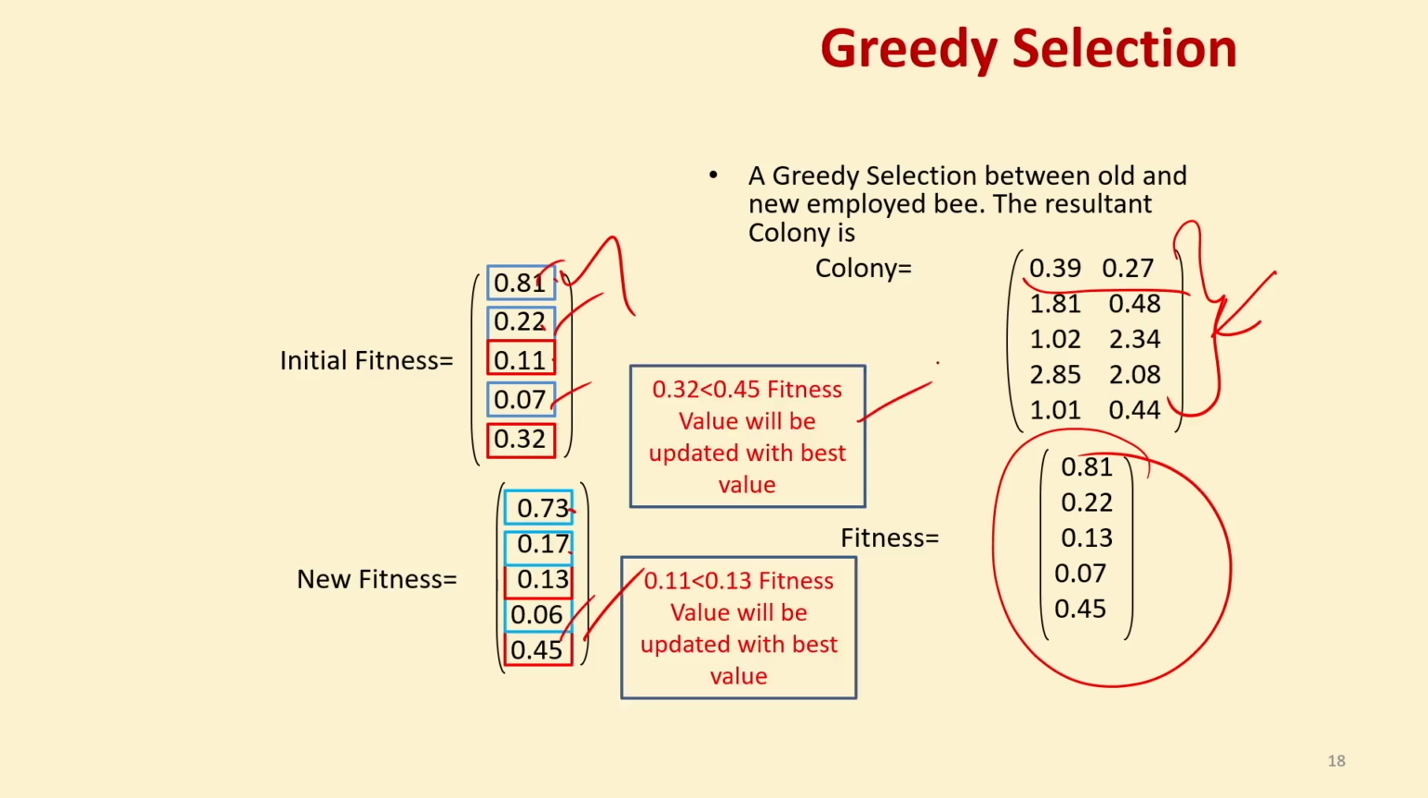Since 0.32 is lesser than 0.5, this value is not updated, but this value is getting updated. So this is the idea. This is the general principle of greedy selection, comparing its initial fitness value with the new fitness value. Accordingly the action has been taken, and based on that action that value has been assigned for the new colony. So now the probability is calculated.